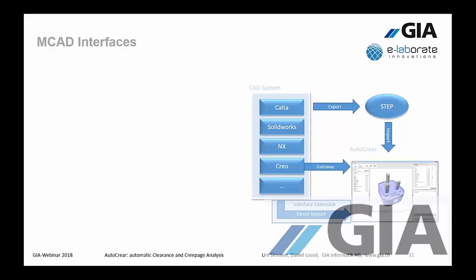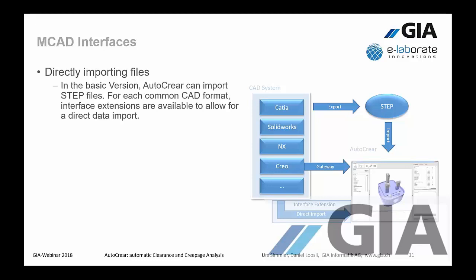Bringing the CAD data into AutoCrear, there are different ways to do that. By default, everybody gets the STEP importer. This is for free, and if you'd like to open the CAD data from those systems directly, there are also additional interfaces available. For Creoparametric, I'll show that later on, there is a direct gateway. So in Creoparametric you can push a button and then all the data will be transferred to AutoCrear.